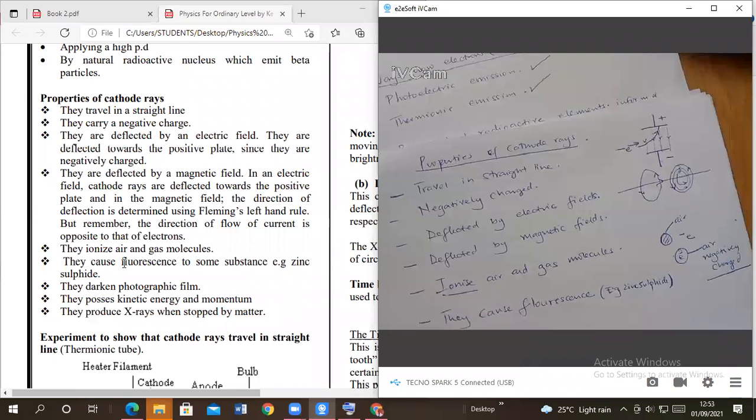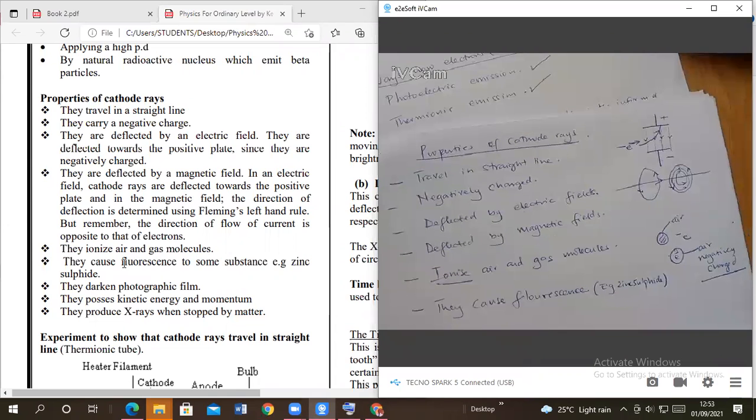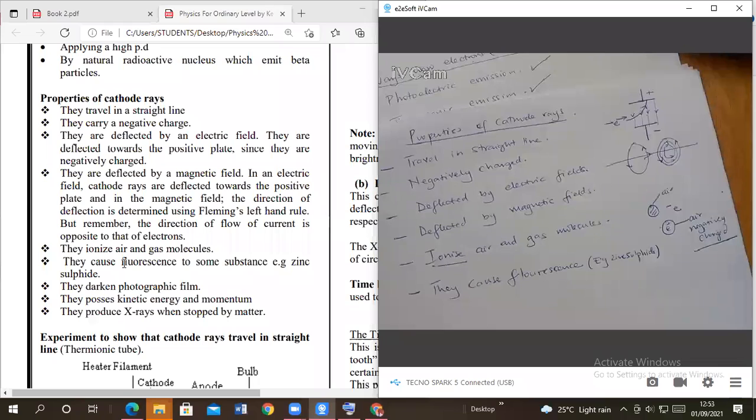So fluorescence means that something will glow, will give off light. You have seen rosaries, eh? Once you hold the rosary in sunlight and then you hold it in a dark place, you see the rosary glowing, giving off light. So we call that fluorescence.